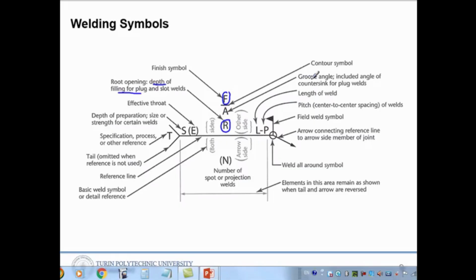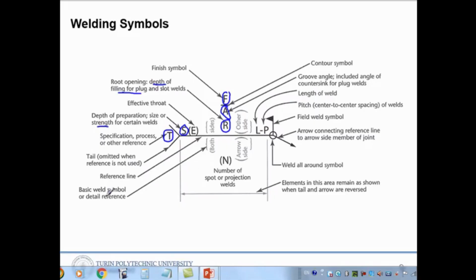So the groove angle, you can write an angle, and in here you can add the depths of preparation, size of strings of certain welds, the size of weld. In here you can write an abbreviation of the process, so what kind of welding type. So, type of the welding.